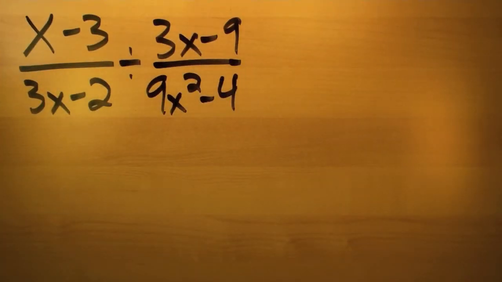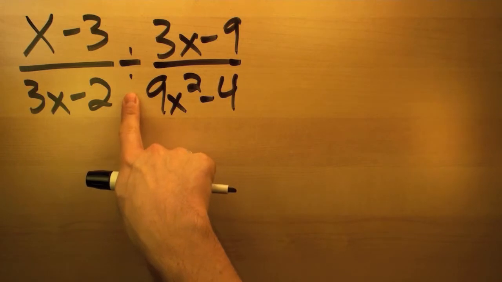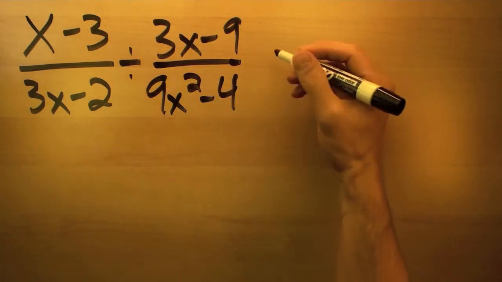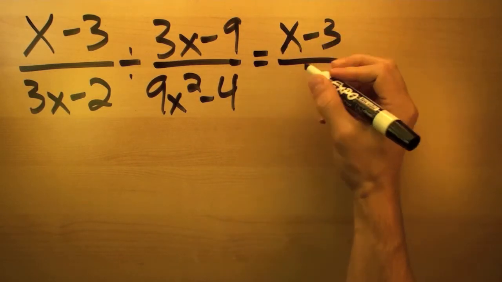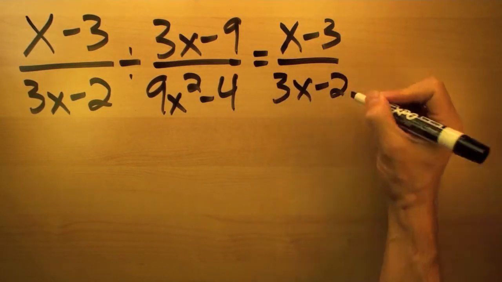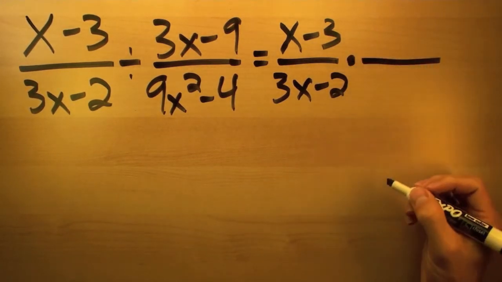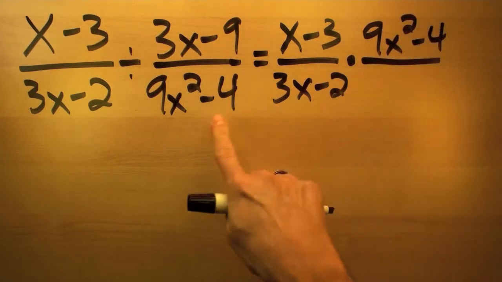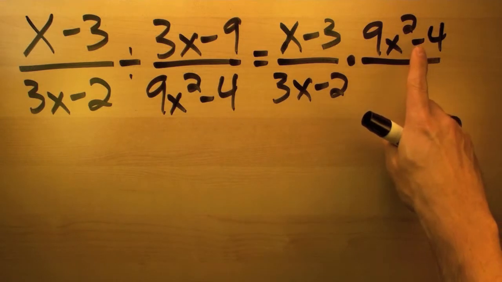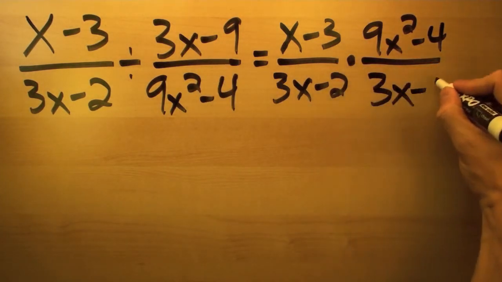So consider this division of rational expressions problem. We're going to flip the second fraction and change the operation to multiplication. So the first fraction stays the same, x minus 3 over 3x minus 2. We change the operation to multiplication, and we flip the second fraction, 9x squared minus 4. So notice what was in the denominator is now in the numerator, and what was in the numerator will now go in the denominator.